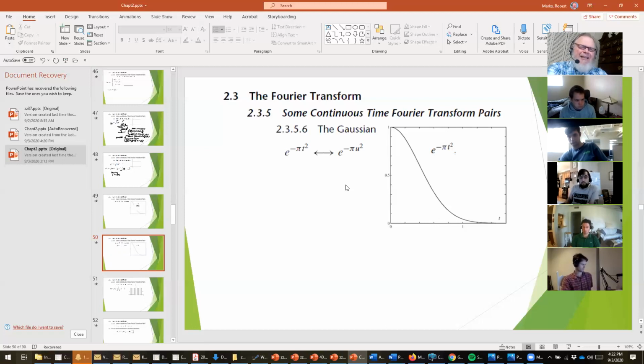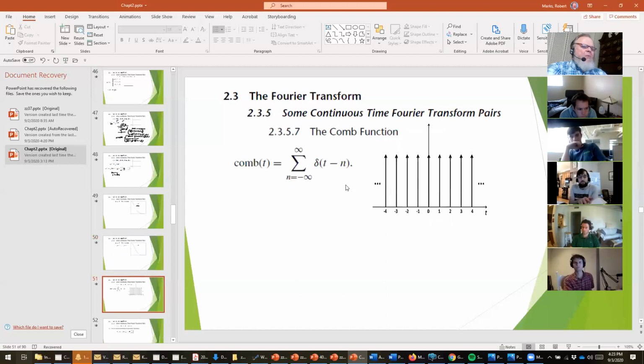And why is that pi there? That pi there is to make the transformation beautiful so that the x of t has the same exact form as the u of t. We don't have to worry about any scaling things happening. Now we come to a fun one, which is the Coleman function.